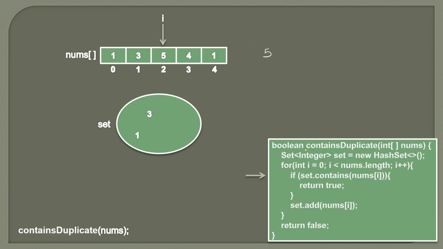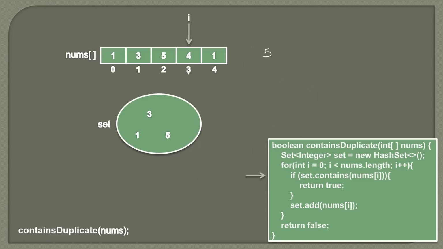Now nums of i is nothing but the value present at 2nd index, which is 5. So we check whether set contains 5 or not. Set doesn't have 5, so it returns false. So we simply add 5 into the set like this. We increment i, it becomes 3. 3 is less than 5, so this for loop will execute.